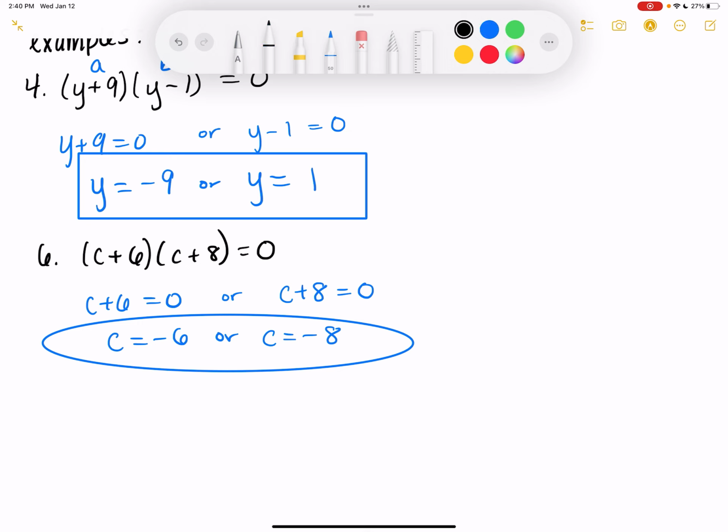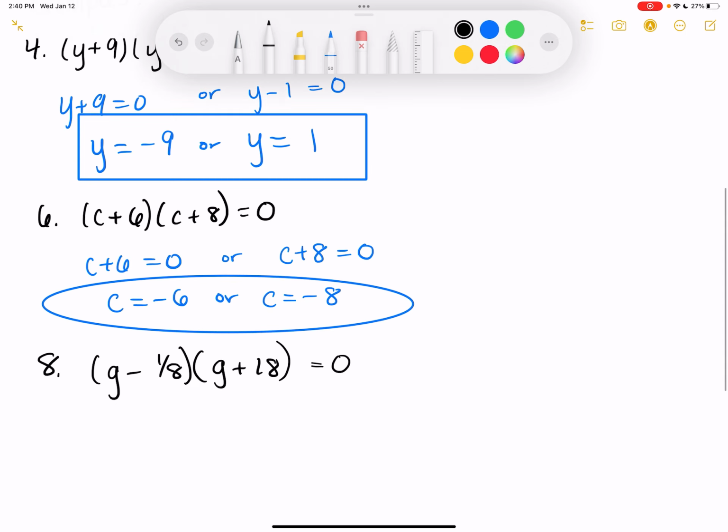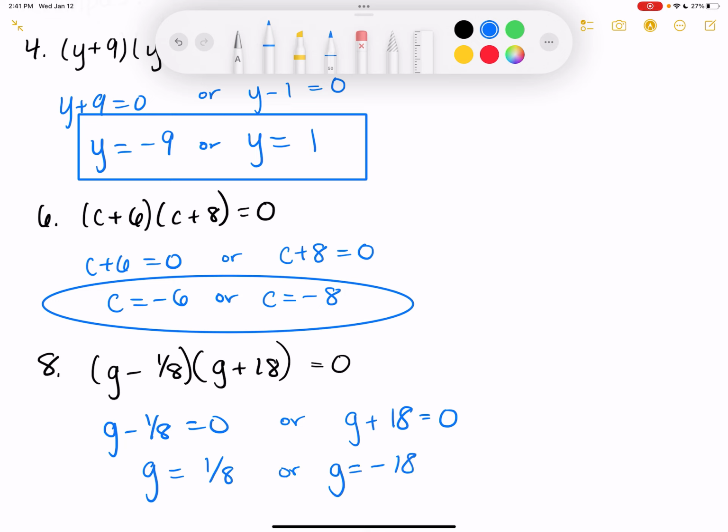Number 8. G minus 1/8 times G plus 18 is equal to 0. Okay, so this is one of those that has a fraction, but you're not actually doing anything with it. G minus 1/8 is equal to 0, or G plus 18 is equal to 0. Move it over. G is equal to 1/8, or G is equal to negative 18.